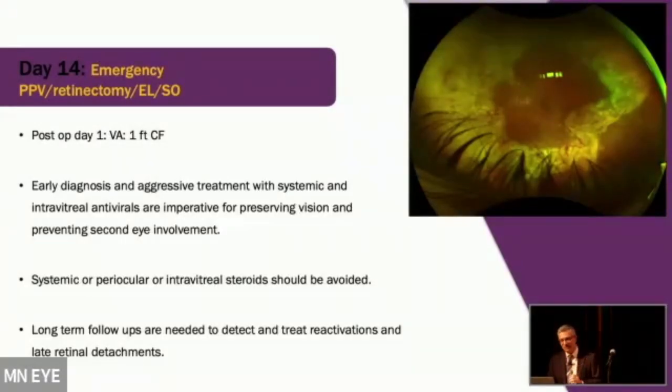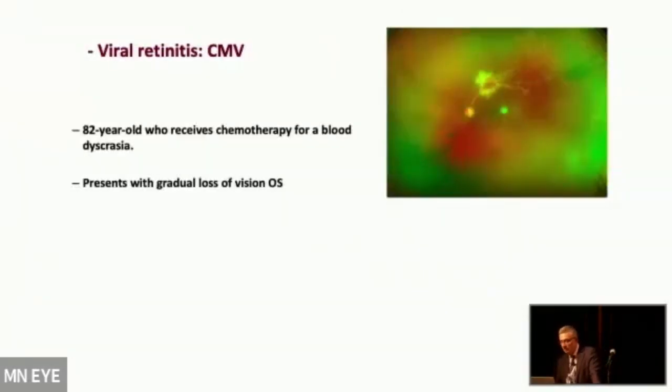Still, vision was counting fingers on day 1, and it really didn't improve much with more follow-ups, and this is really a disaster. Early diagnosis and aggressive treatment with systemic and intravitreal antivirals are imperative for preserving vision and preventing second eye involvement and disasters like this happening. Systemic, periocular and intravitreal steroids should be avoided, and long-term follow-up is needed to detect and treat reactivation and late retinal detachments. So this patient detached acutely, but they can also detach late.